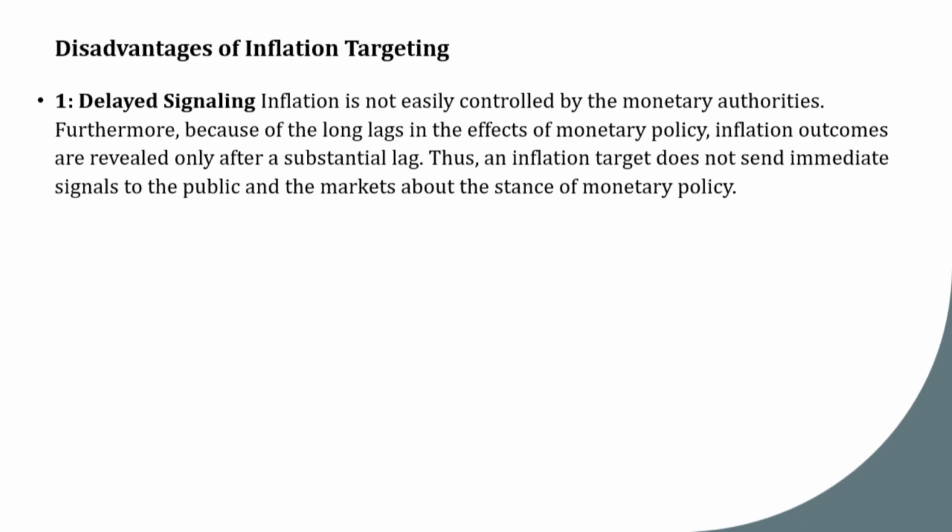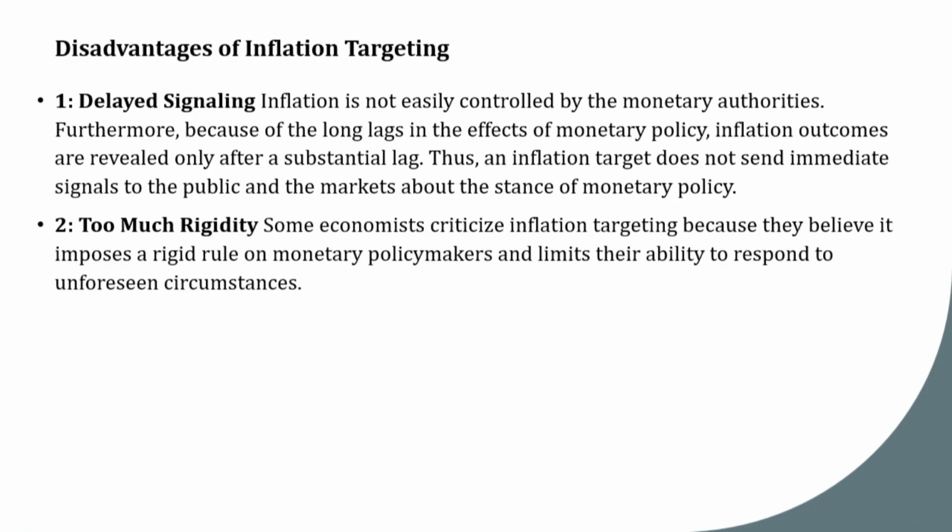In addition, there is a delayed signaling as well. Because of the long lags in the effects of monetary policy, inflation outcomes are revealed only after a substantial lag. Then there is too much rigidity, because some economists criticize inflation targeting, believing it imposes a rigid rule on monetary policy makers and limits their ability to respond to unforeseen circumstances. For example, in India, the mandate for the central bank is to maintain 4% plus or minus. So if they have to respond to some unforeseen circumstances and do some firefighting, sometimes this framework constrains them in doing so.